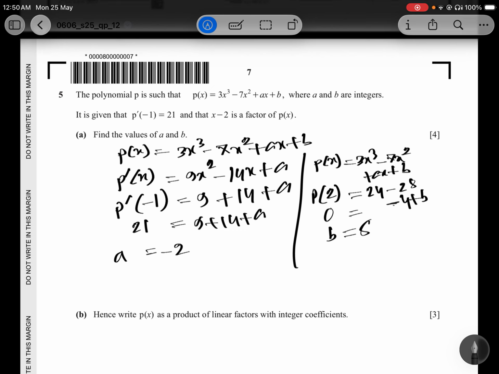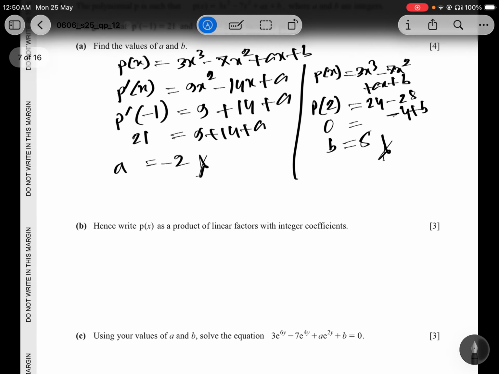Let me just check the calculation. 24, 28, a is -2 and x is also 2. So 2 2s are 4 but minus 4 plus b. So 32, 24, 8 minus 8 should be positive 8 here. Okay, I'm going with my answer.